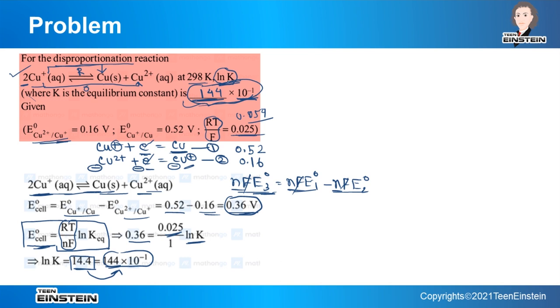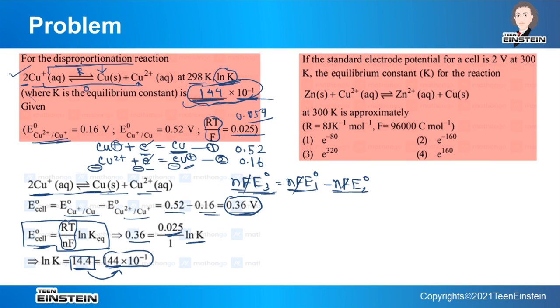It is asking first of all ln K, not log K, and also it is not asking for a single K value, it is asking for the ln K value, and also in the format where 10 to the power minus 1 is multiplied separately. Fine. So by applying this relationship between electrode potential and the equilibrium constant K, we can find the value of K. So here E naught cell is known, but ln K is unknown. The reverse may also be another possibility.